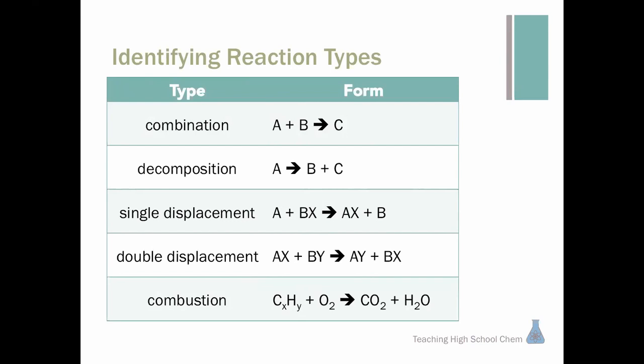So the way I teach my kids to identify them is by looking at the reactants. And that's what I want them to do. Okay, so element plus an element is a combination reaction, just one product. If you have just a single reactant, that's decomposition. Element plus a compound is going to be single displacement. A compound plus a compound is double replacement. And then some type of hydrocarbon plus oxygen is always going to be combustion.